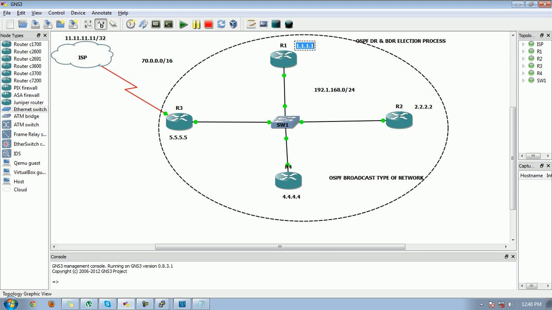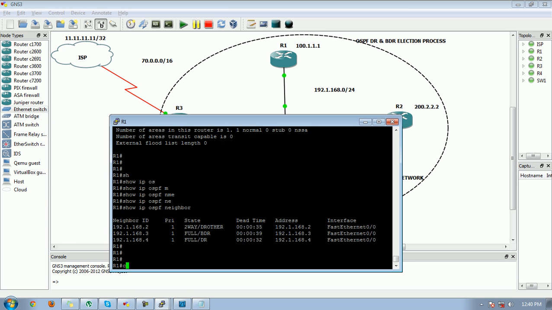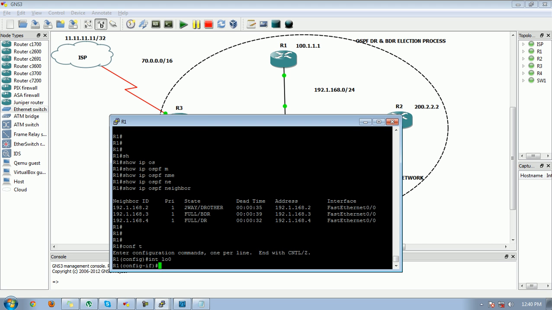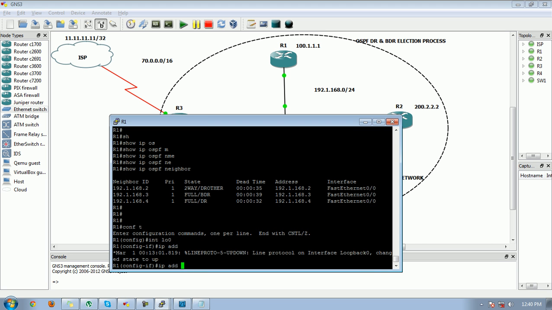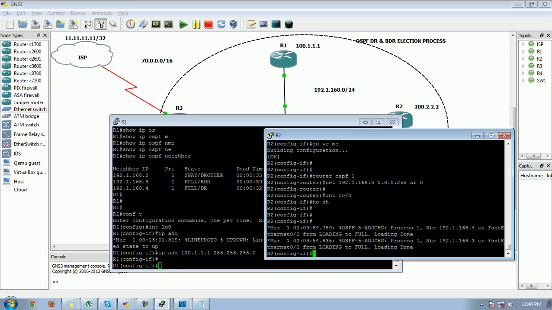I'll make this router's loopback address 100.1.1.1, 200.2.2.2, and I'll leave them as it is. Shall we do that? What I'll do now, I'll go to router 1, interface loopback 0, IP address 100.1.1.1. Okay. Now router 2, he'll become DR now.